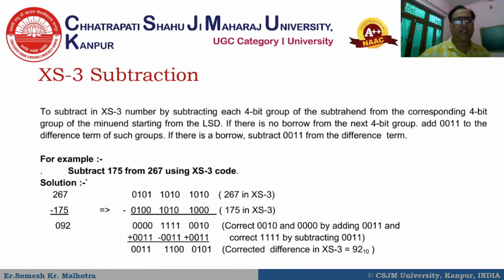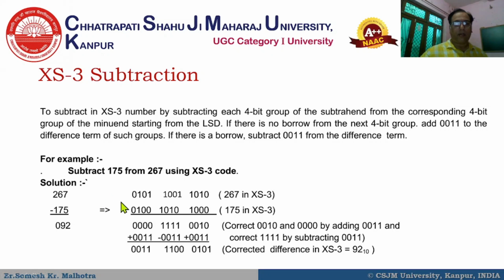Now, SS3 subtraction. To subtract SS3 numbers, subtract each 4-bit group of the subtrahend from the corresponding 4-bit group of the minuend, starting from the LSB. If there is no borrow from the next 4-bit group, add 011 to the difference term of such group. If there is a borrow, subtract 0011 from the difference term. Okay. Let us understand it by example. I'm subtracting 175 from 267 using SS3 code.